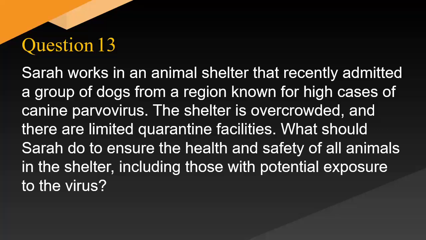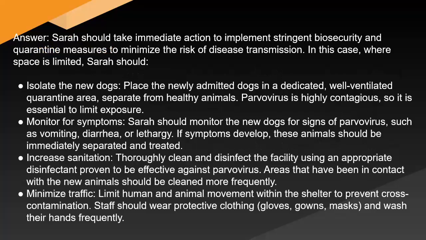What should Sarah do to ensure the health and safety of all animals in the shelter, including those with potential exposure to the virus? Answer: Sarah should take immediate action to implement stringent biosecurity and quarantine measures to minimize the risk of disease transmission. In this case, where space is limited, Sarah should isolate the new dogs, place the newly admitted dogs in a dedicated, well-ventilated quarantine area separate from healthy animals.